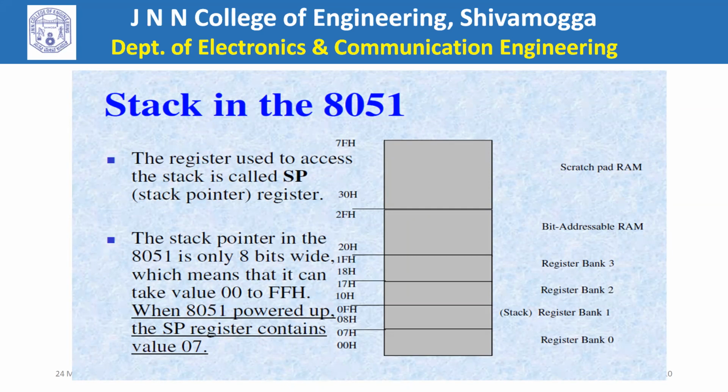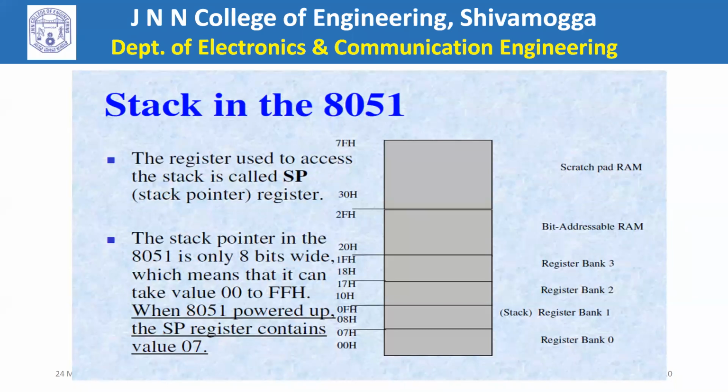The stack in 8051 is a separate memory in the RAM area, in the scratch pad RAM. You can just see the memory RAM structure. From 00 to 1F, you have register banks. From 20 to 2F, you have bit addressable memory. From 30H to 7FH, you have something called scratch pad RAM.